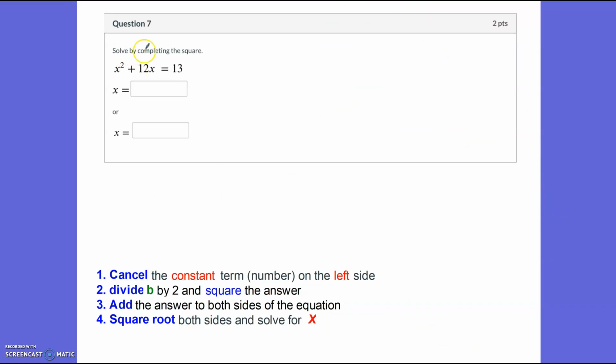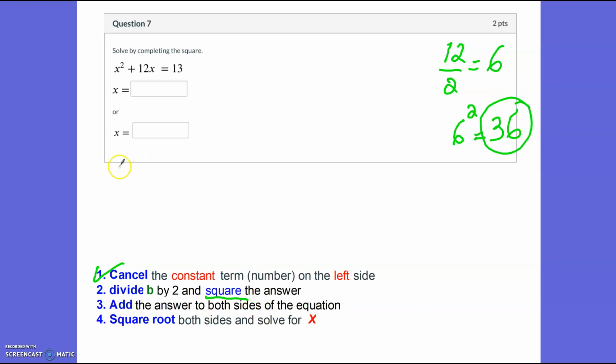This one says solve by completing the square. So it says to cancel the constant term on the left side. We do not have that, so this step has already been done. We need to divide 12 by 2. Divide 12 by 2. And we need to square the answer. 6 squared is 36. So now we can write, we need to add 36 to both sides.